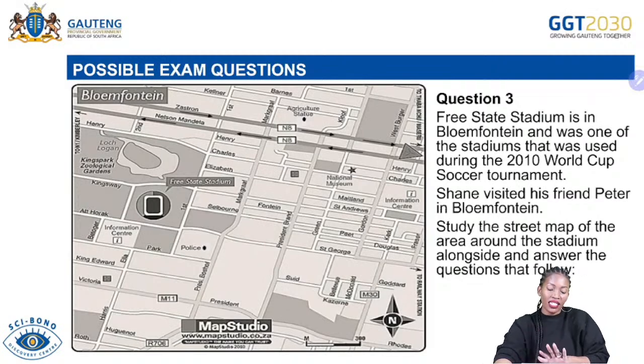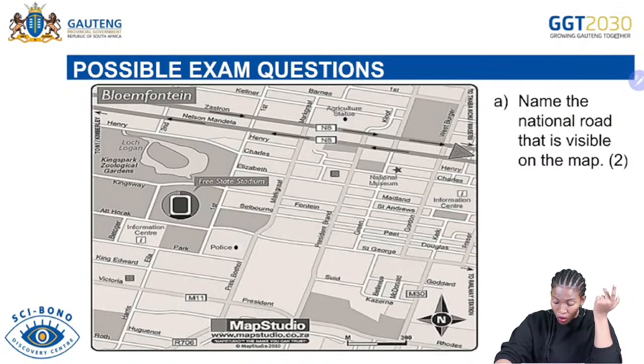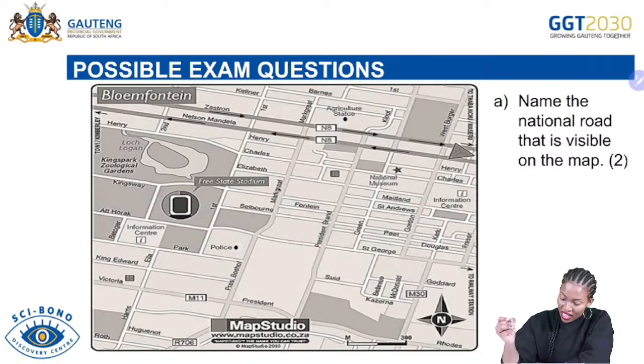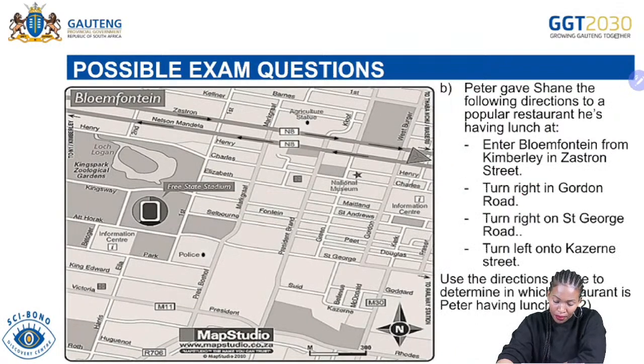We've already studied and analyzed this map. I think now we can go to our questions. A. Name the national road that is visible on the map. Remember, now you know what is the meaning of a national road. If you didn't know, you wouldn't even know where to start. So the national road that is visible on the map is this one. It is N8. So the correct answer here is the N8. That is the national road that is visible on this particular map.